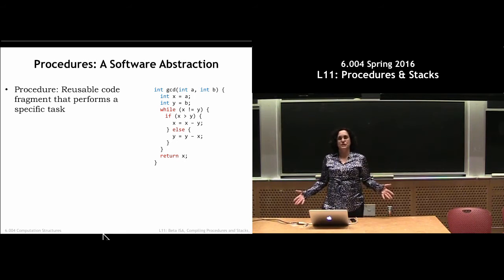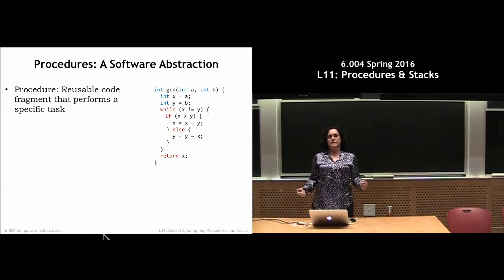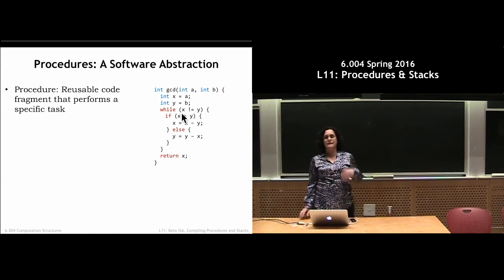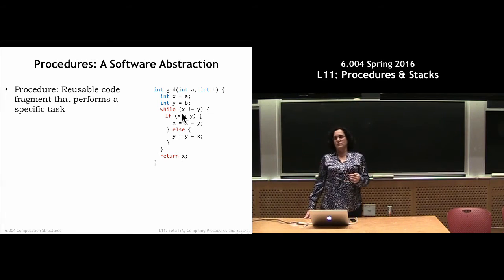So what is a procedure? Well, a procedure is basically a reusable piece of code. And so I can create an abstraction of a function. Let's say here I have a greatest common divisor function. And I can write code that just implements this function. And then from my main code, I can call this function. And so I could call it once, I could call it many times, I could call it with different arguments. And each time I would just reuse this piece of code.